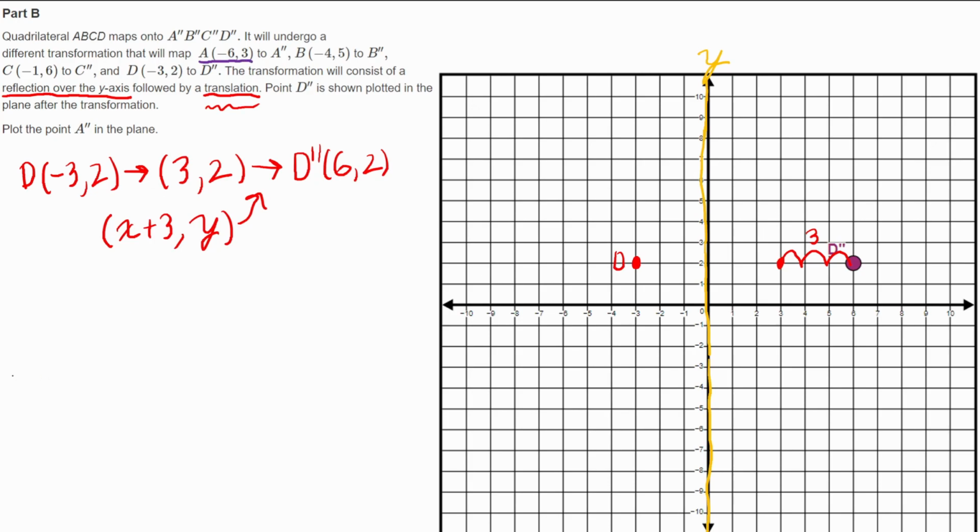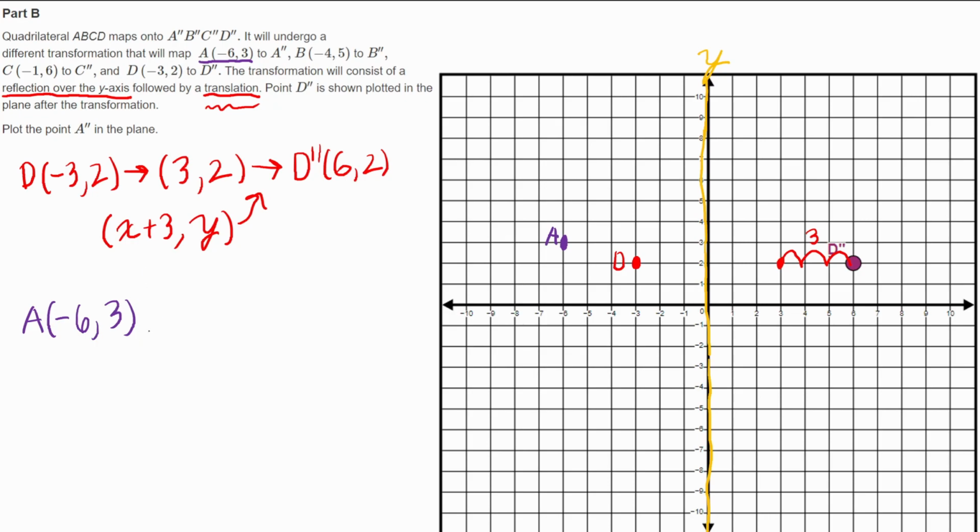If we have point A, I'm going to rewrite point A down here. They want to know where's A double prime. A is at -6, 3. And I'm also going to plot it on my grid. We go to -6 on my x. That's left 6, up 3, and I plot point A.